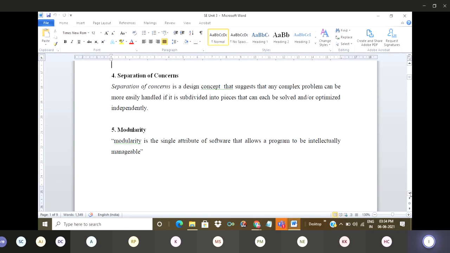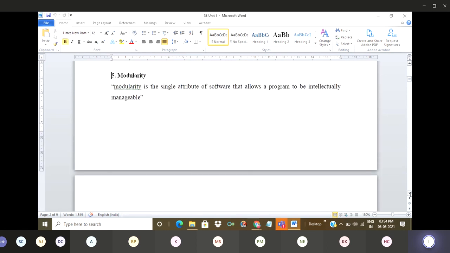Modularity. Fifth point is modularity. What does modularity mean? Modularity is a single attribute of software that allows a program to be intellectually manageable. This is the exact definition given by an author, so I'm explaining the same. This concept cannot be modified, I must say, as it is.